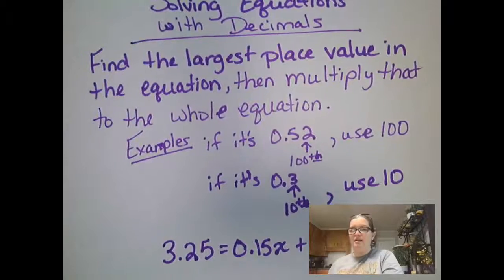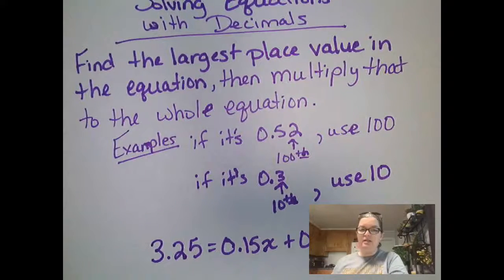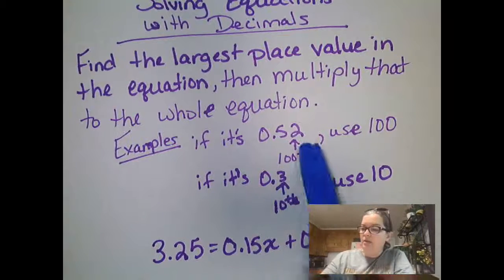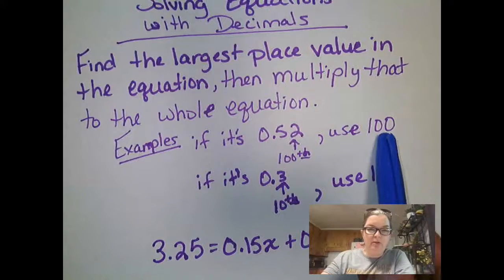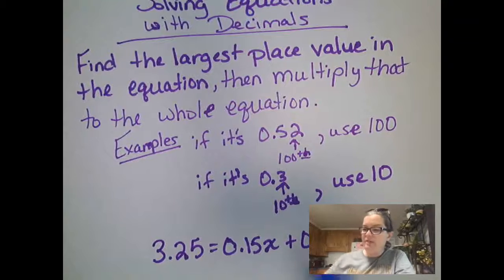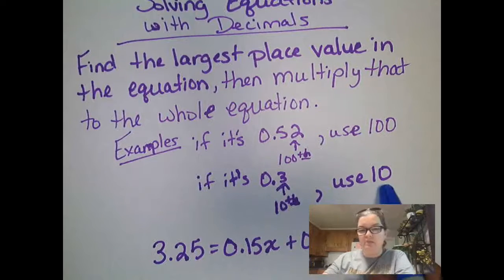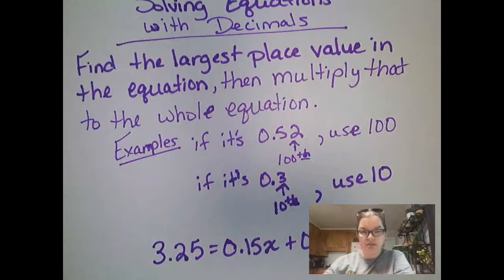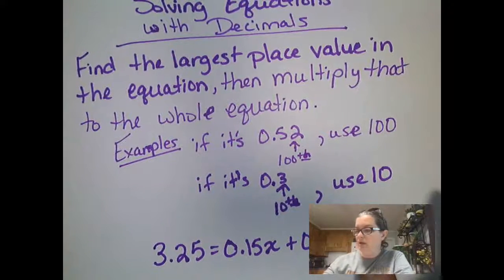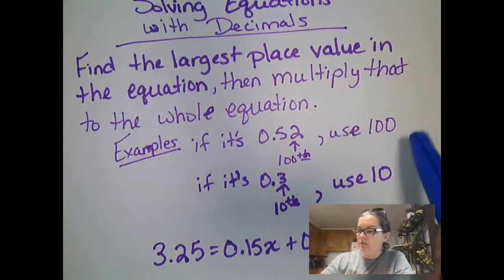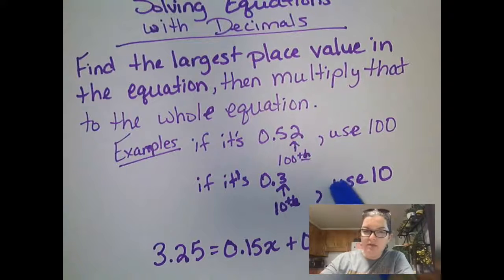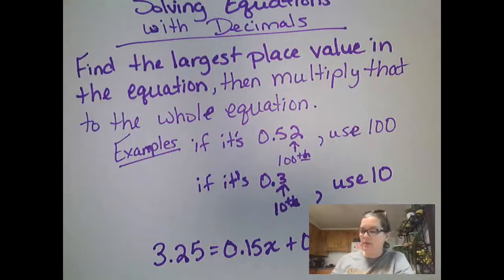Okay. So an example that I have up here is if the largest place value is the hundredths, then you're going to multiply the whole equation by 100. If your largest place value is a tenth, you're going to multiply by 10. And of course it goes tenths, hundredths, thousandths, and it will just keep going from there. Usually when I think about place value, I just put a 1, and however many digits are after the decimal, that's how many zeros I put after the 1. That's how I know what place value it is.